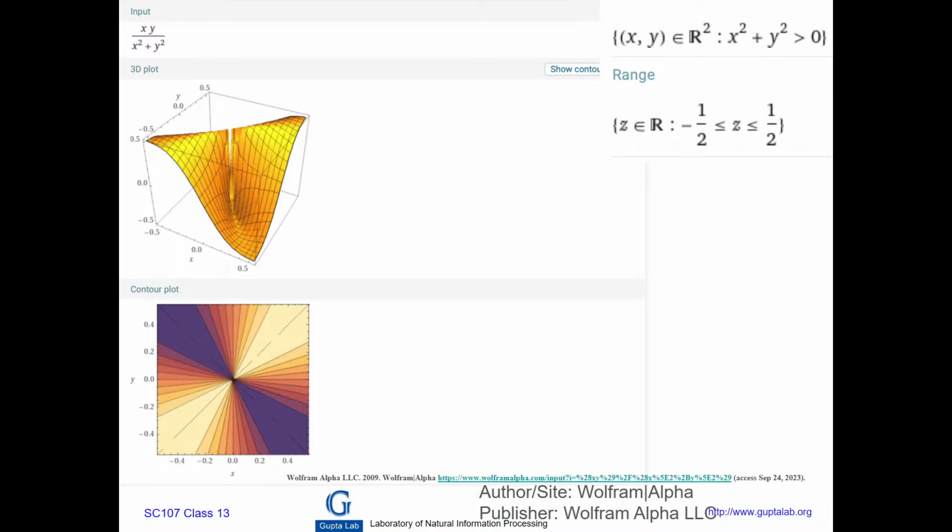This example is x into y divided by x square plus y square. Now can anyone tell me whether the limit exists? The function is x into y divided by x square plus y square. Along x equal to 0, what is the value? Along x equal to 0? 0. Along y is equal to 0?